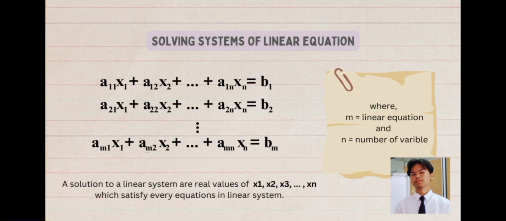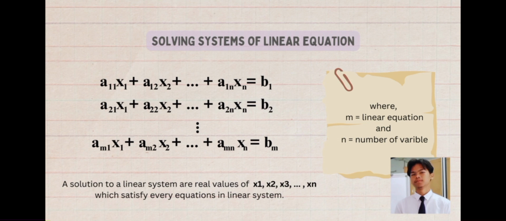A system of linear equations with m linear equations and n variables can be written as a11 x1 plus a12 x2 plus until plus a1n xn equal to b1 for the first equation, a21 x1 plus a22 x2 plus until plus a2n xn equal to b2 for the second equation, and it can be written until am1 x1 plus am2 x2 plus until plus amn xn equal to bm, as you can see in this slide.